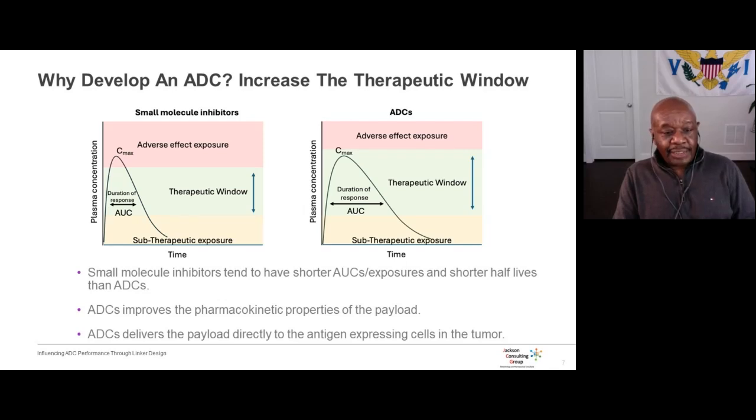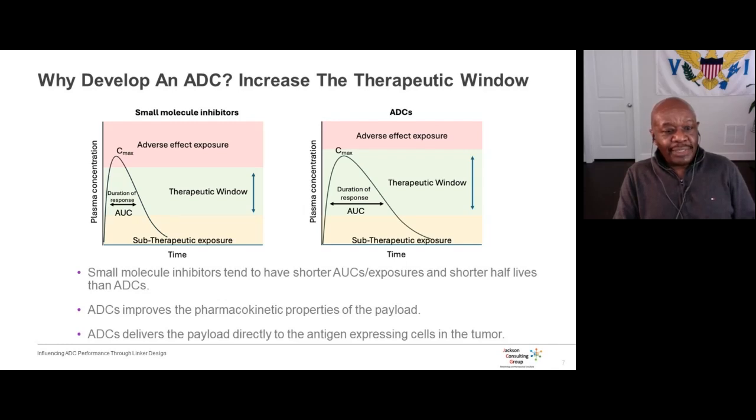In addition, the ADC improves the pharmacokinetic properties of the payload, as you can see here. With the small molecule inhibitor, what you want to do overall, regardless of whether it's a small molecule inhibitor or an ADC, is maximize the duration of response at the site of the tumor. One way in which you could do this is by maximizing your AUC or your exposures for the small molecule inhibitor or the ADC. You want to remain above the subtherapeutic exposures because you want to stay in this green zone, which is where you're having your best effect.